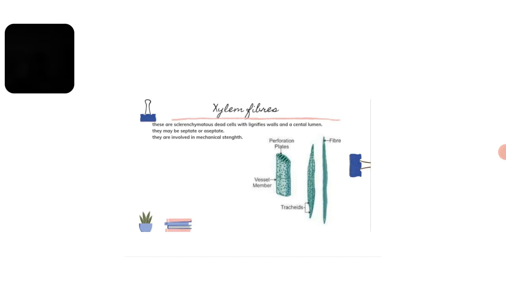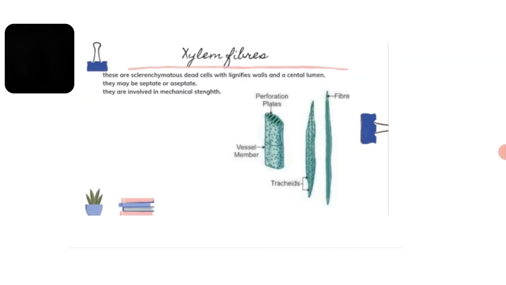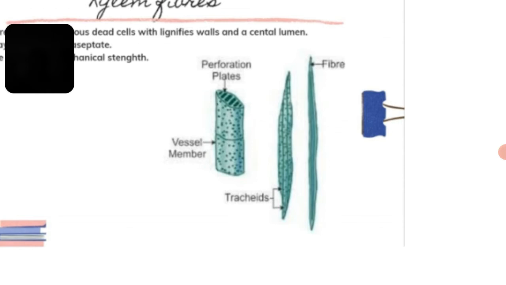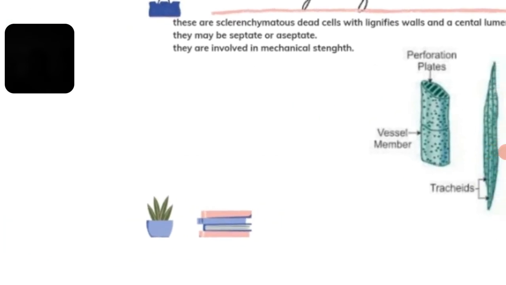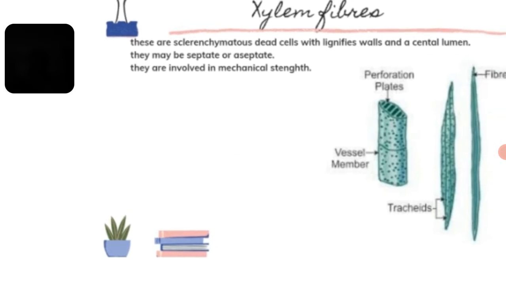So see here in this picture, the xylem fibers mostly contain tapering ends, made up of sclerenchyma. They are dead cells with lignified walls and a central lumen. They may be septate or aseptate. Mostly they are involved in mechanical strength. It is clear now in this picture.